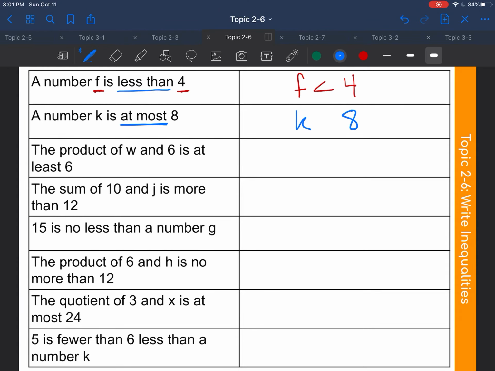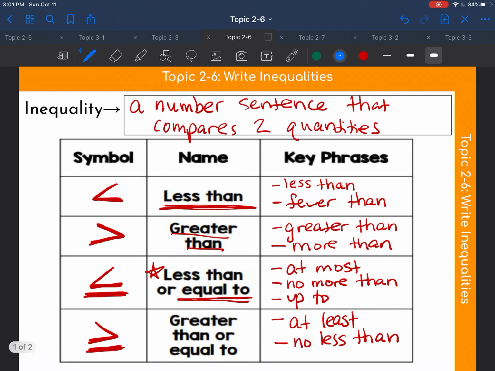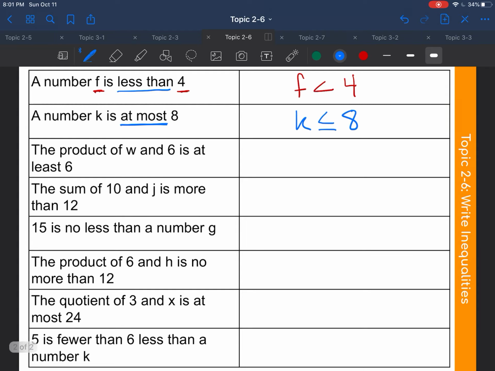We need to figure out what symbol is in between. Okay, so again, this is in our notes. We talked about this phrase, at most. So if a number k is at most 8, can it be 8? Yes, it can be 8. Now, can it be more than 8? It's saying it can be at most 8. That means the most it can be is 8. So it cannot be more than 8. It can only be less than or equal to. All right, and let's just double check by looking at that phrase. At most, I know is less than or equal to, so I did that correctly.